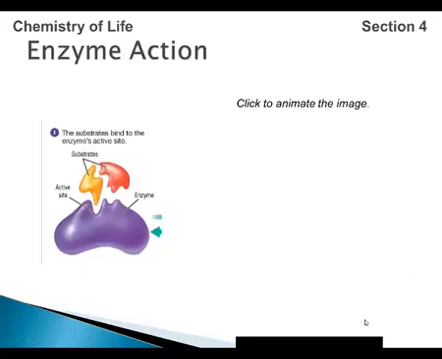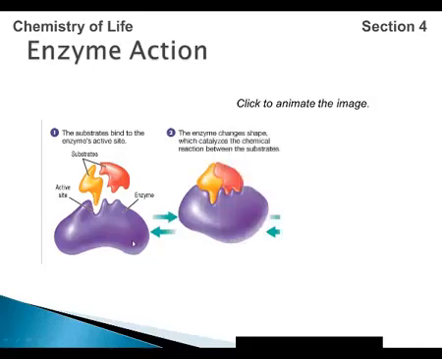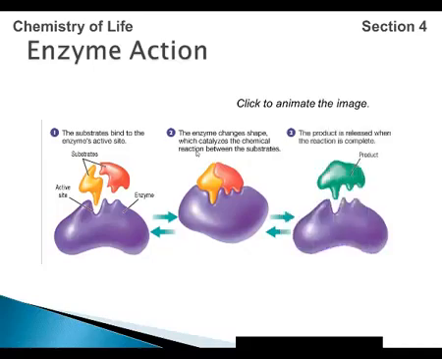So the picture here shows an enzyme, and it shows two substrates or reactants. We put the two reactants into the active site. The substrates bind to that active site. Once they bind, the enzyme changes shape, which helps to catalyze the chemical reaction between the substrates, so those two substrates can bind together. And then the product is released when the reaction is complete. So we have a completely new product that bound the substrates, and then at that point the enzyme can break off and it can go through that process all over again.